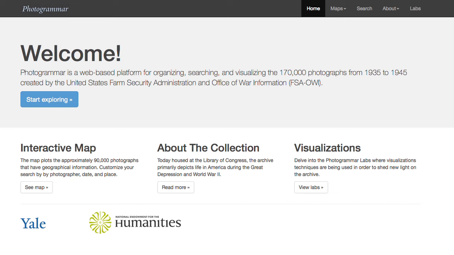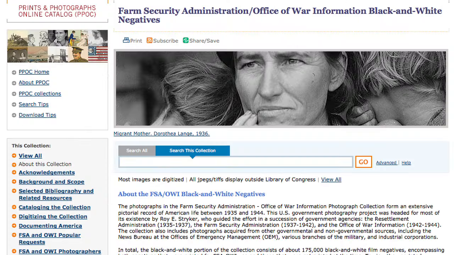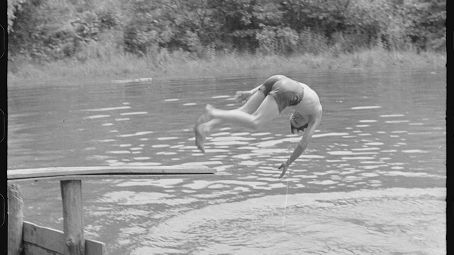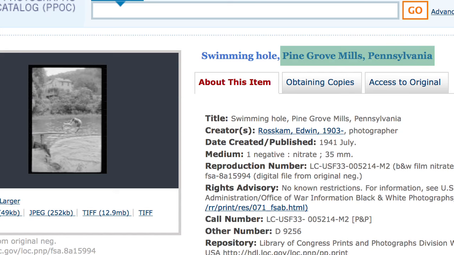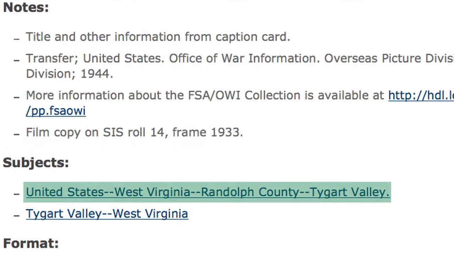I'm Lauren Tilton, and I'm the co-director of Photogrammar. Photogrammar is a platform that visualizes 170,000 photographs from the Great Depression and World War II from the famous FSA-OWI archive. So the first thing we thought was that a lot of the images have really great geographic information based on the metadata provided from the Library of Congress.